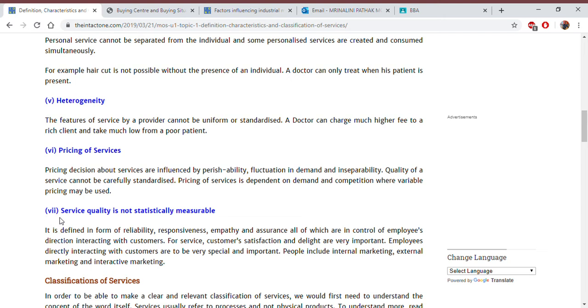Last point is that service quality is not statistically measurable. Yes, we cannot measure it on graphs, right? Because these are feelings, these are the emotions the product is giving to us. So it is defined in the form of reliability, responsiveness, empathy, and assurance, all of which are in the control of employees directly interacting with customers. For service, customer satisfaction and delight are very important. Employees directly interacting with customers are to be very special and important. People include internal marketing, external marketing, and interactive marketing. So that's all the features of services.